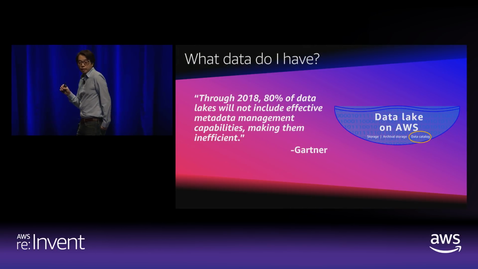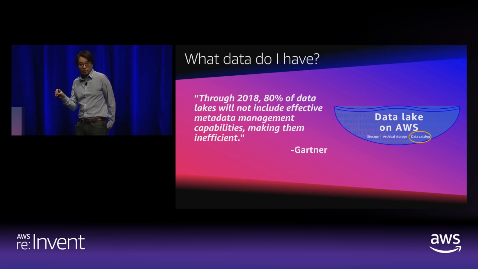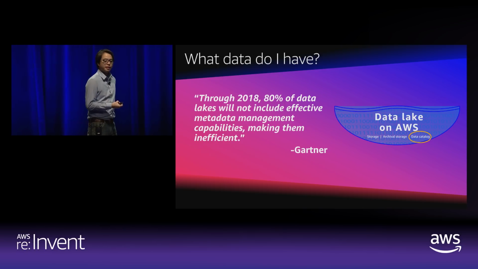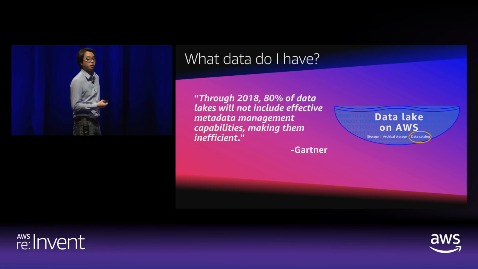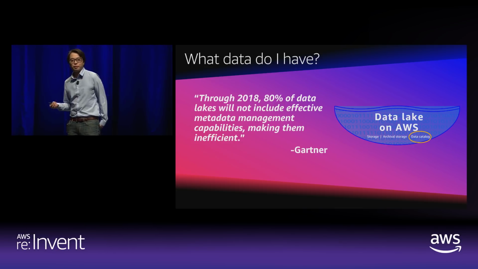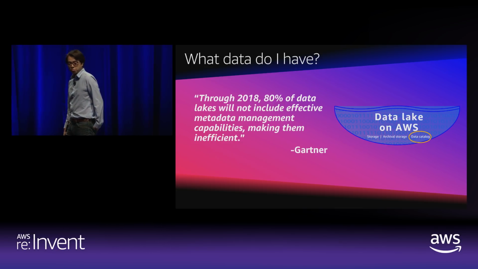A brief aside here, and I want to make this a very big point that I want you to walk out of here with. The data catalog is extremely important. Through 2018, 80% of data lakes will not include effective metadata management capabilities, making them inefficient. I saw probably less than 20% of hands go up when I asked about the catalog, so that's pretty accurate.